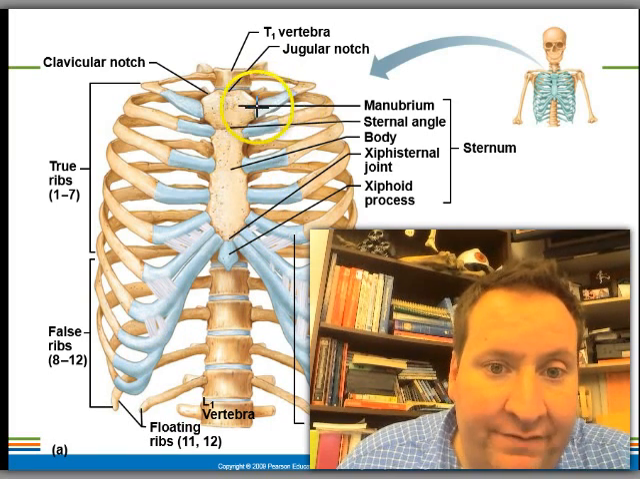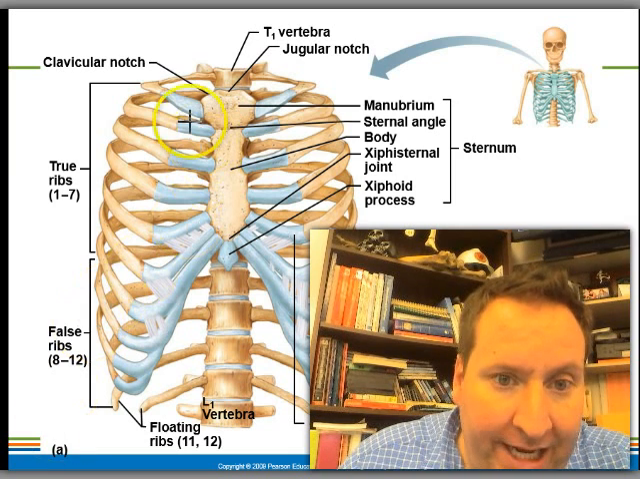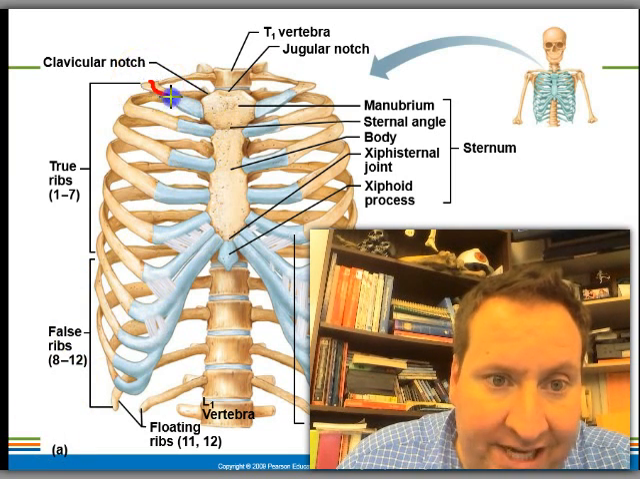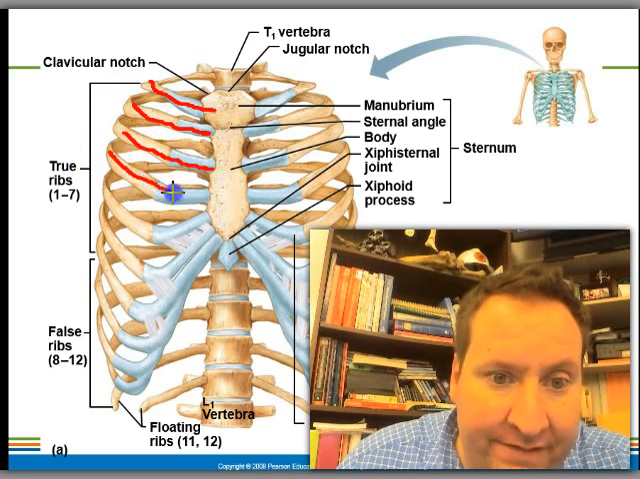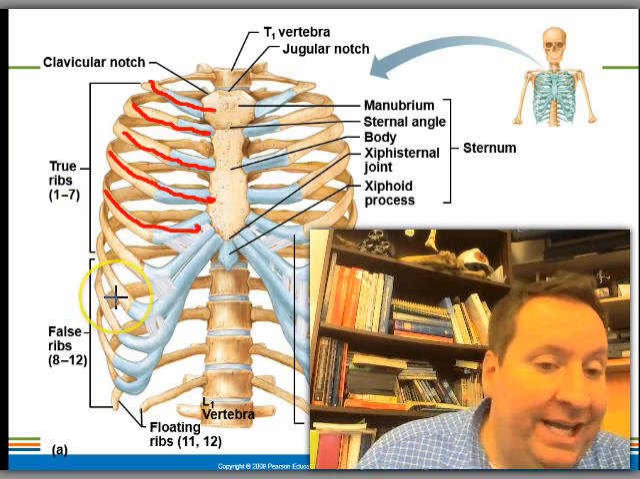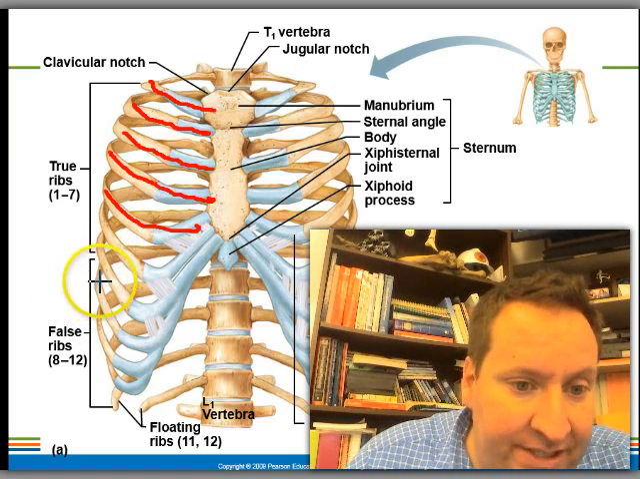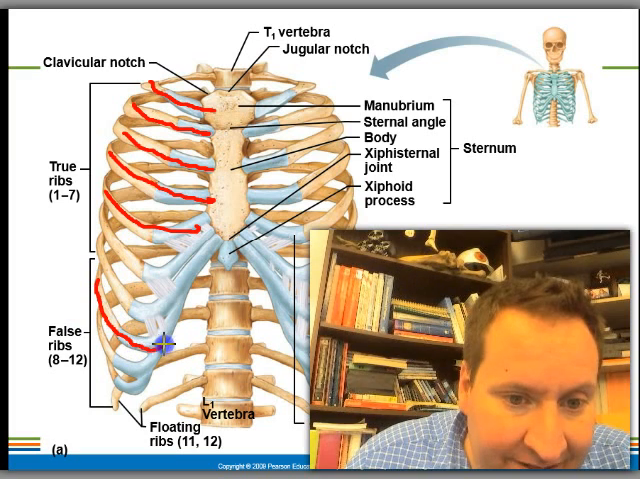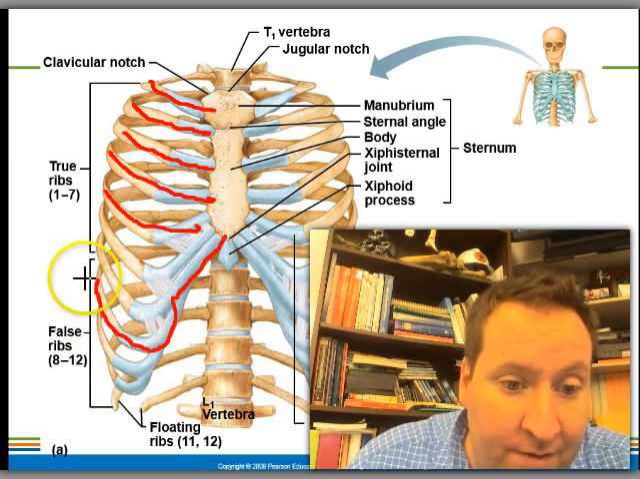When we take a look at ribs, we have true ribs, false ribs, and floating ribs. A true rib is rib number 1 through 7, and basically it comes around and has a direct attachment with the sternum. So ribs number 1 through 7 are called true ribs because they have direct attachment to the actual sternum itself. False ribs don't have a direct attachment to the sternum. They come around, then they attach to a piece of cartilage that then goes all the way up to the sternum. So there's not a direct attachment to the sternum itself with a false rib.